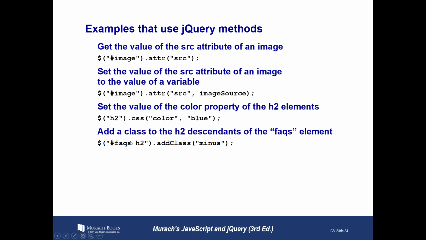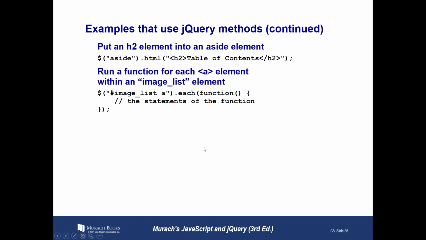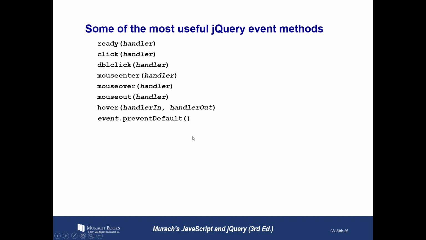This says take all H2 elements that are descendants of an ID called fax and add a class to them called minus. I'm not going to run through each and every example that's in here. Some event methods. You can see right here which ones are most important. Well, they all are. But you can set it up so when you click on anything, you can have something happen. You can use mouse events, mouse enter, mouse over, mouse out for different effects. Hover effects, image rollover effects, swap effects, etc.